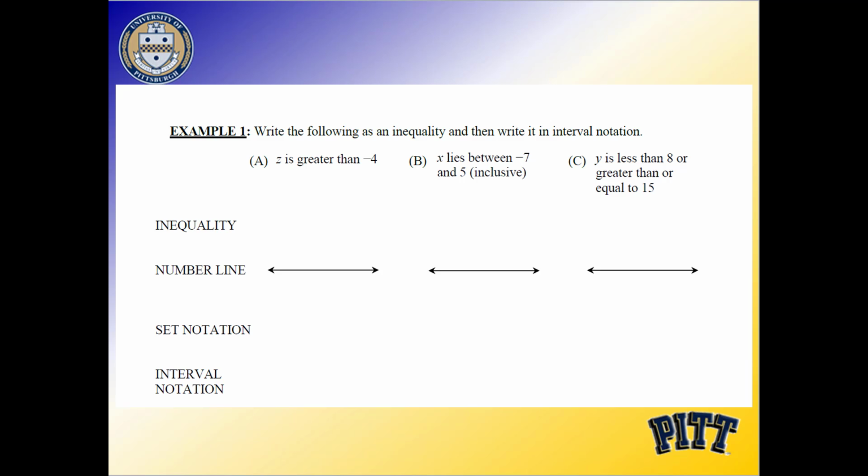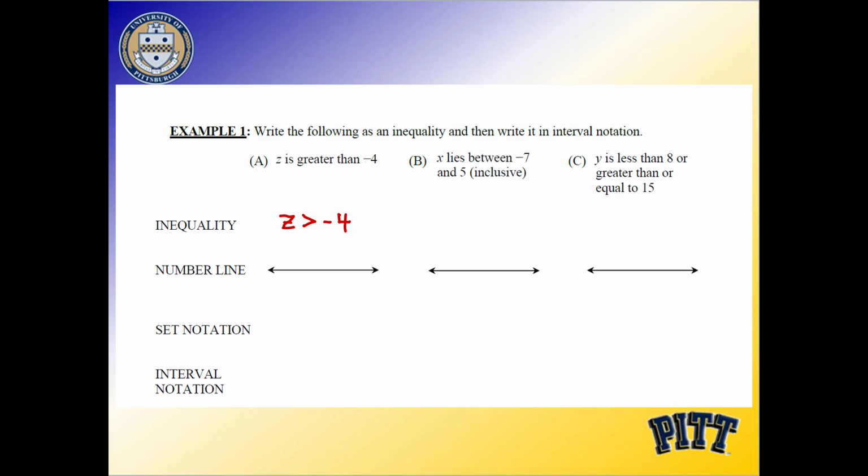So looking at these inequalities here, first, z is greater than -4. If you know your symbols, a direct translation would be z is greater than -4. So knowing that this is the greater than symbol, if it's facing the other way, the open end is facing the other way, it's the less than symbol. Just make sure you know the difference between the two.